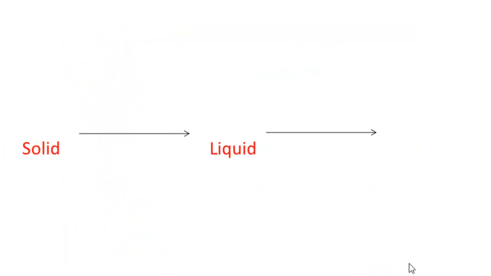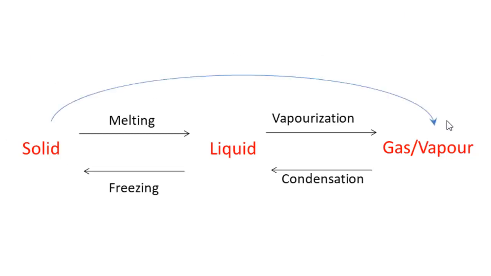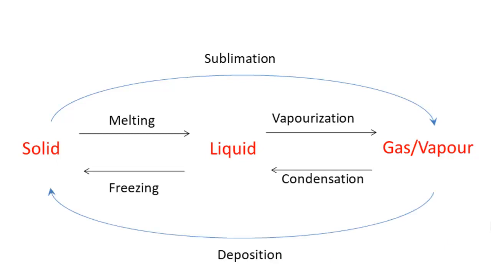In simple terms, I am representing all the phase transfers. Solid to liquid we call melting, and liquid to solid we call freezing or solidification. Similarly, from liquid to vapor, this we call vaporization, and vapor to liquid we call condensation. If there is a phase change directly from solid to vapor, we call it sublimation. On the other hand, if it is change of state from vapor to solid, we call it desublimation or deposition. So there are basically 3 latent heat transfers involved.